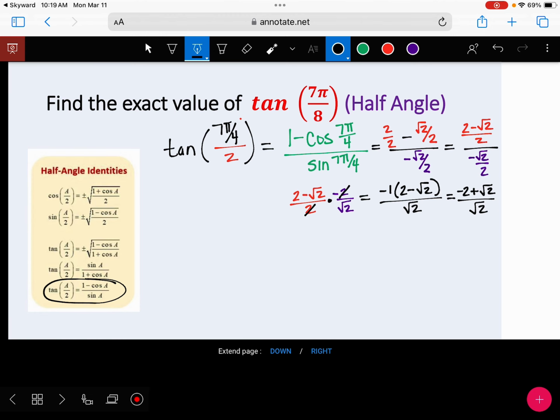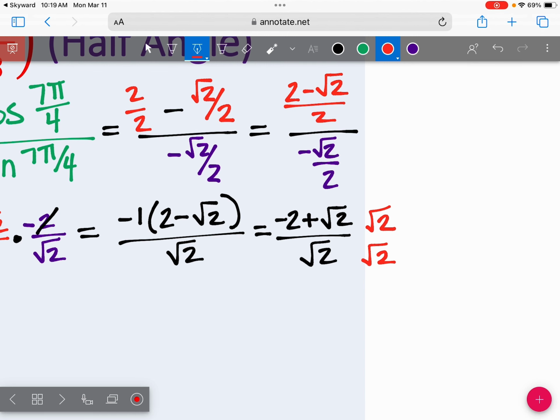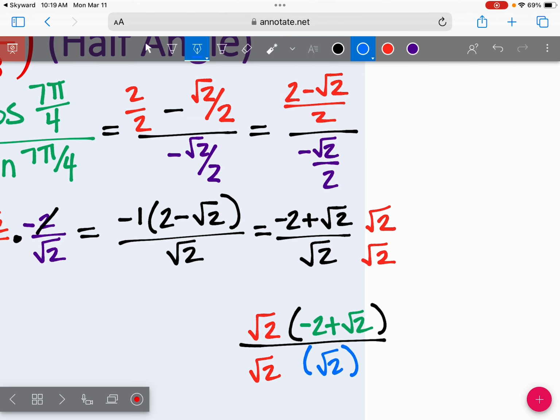Get myself a little bit more space. Okay. There we go. And lastly, we have to rationalize. So I'm going to rewrite this so I have my square root in the front. So my numerator is a -2 plus root 2, and then my denominator is just a root 2. I just like when I'm distributing to put that term that I'm trying to distribute in the front.